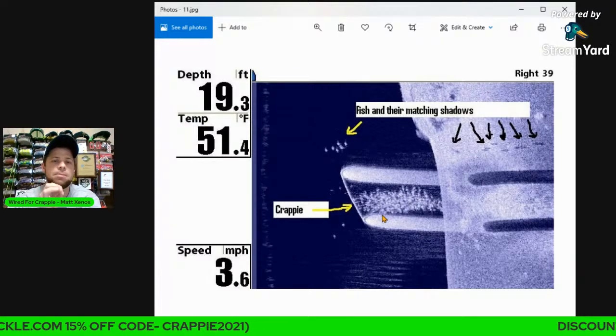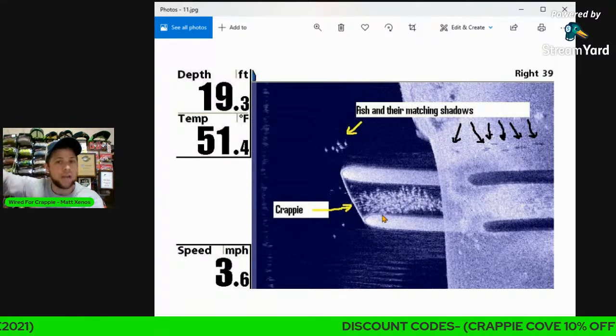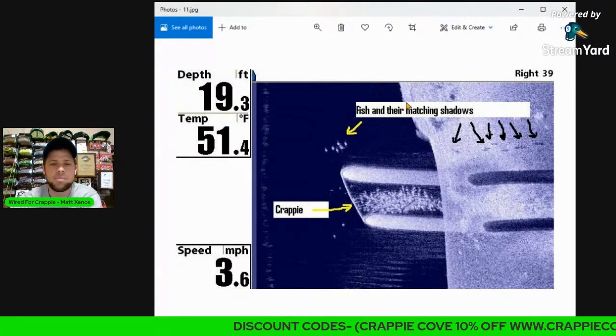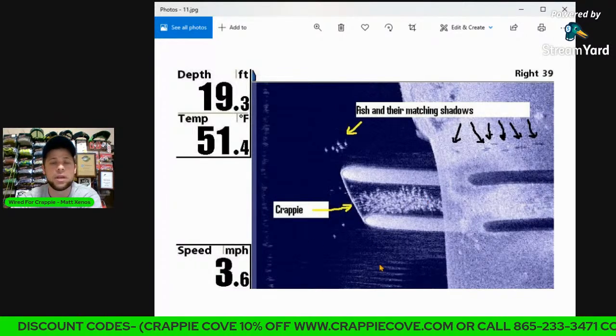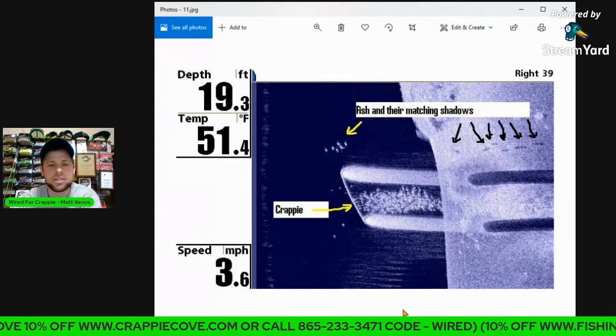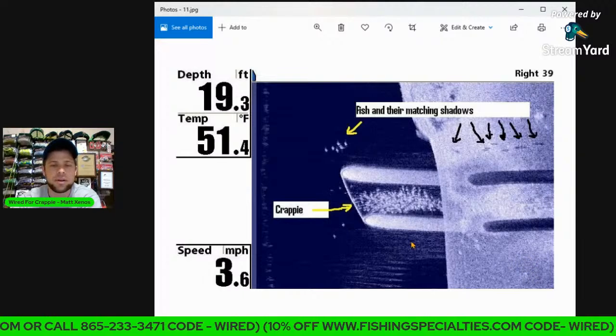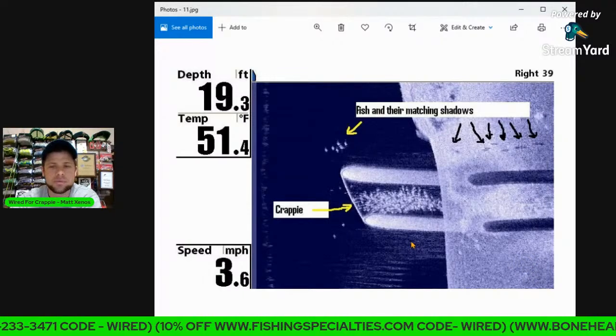Another good explanation: if that down imaging beam was exactly, perfectly straight down below the boat and not a cone, how could it pick up these bridge pilings? Because I guarantee you they didn't drive over top of the bridge. Somebody may say it's a sunken bridge, but it's not. Those are bridge pilings that they picked up on their down imaging cone. Okay.